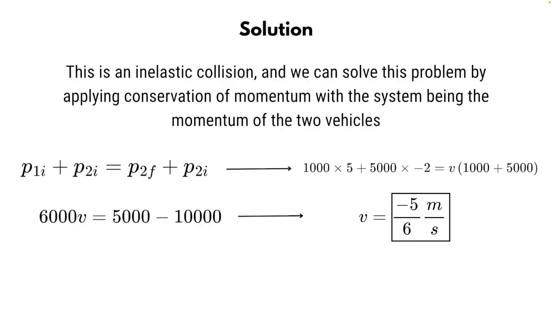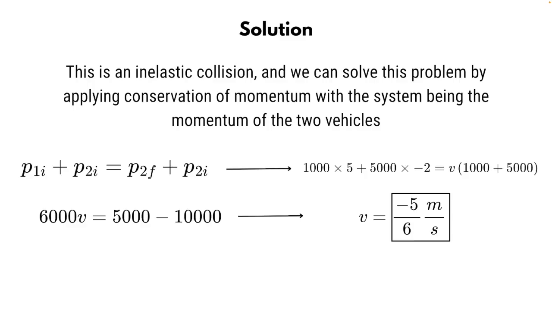And so since the two vehicles stick together, we have to represent this as v, because once they stick together, they have the same velocity. So we can factor out the velocity and write it nicely like this: v times 1,000 plus 5,000, because the system afterwards has the mass of the two vehicles combined. And once again, we already have our v isolated. So 6,000 v is equal to 5,000 minus 10,000, and that's -5,000.